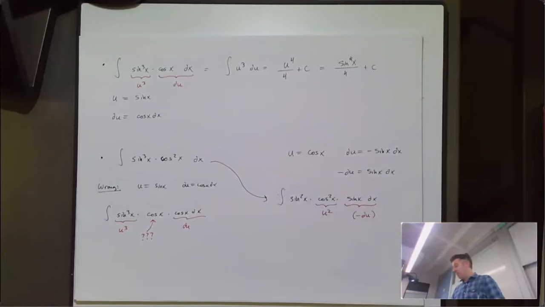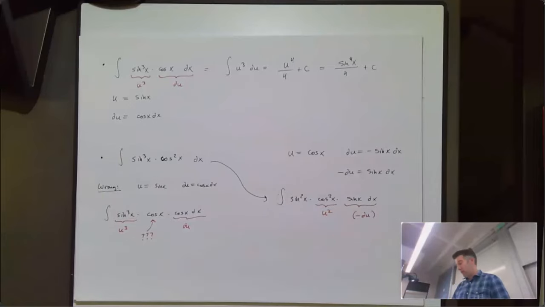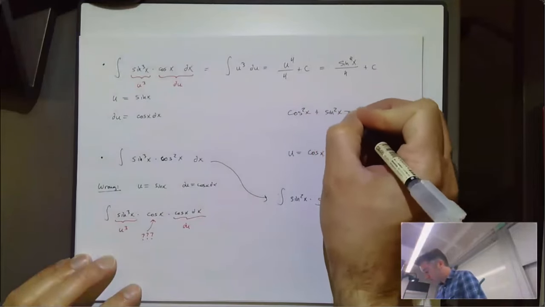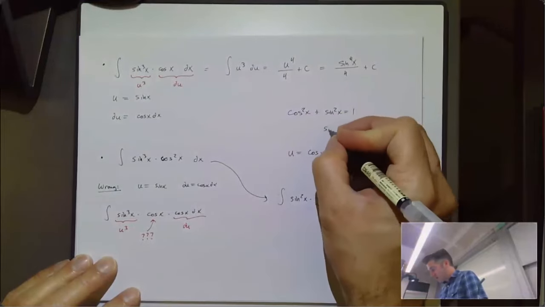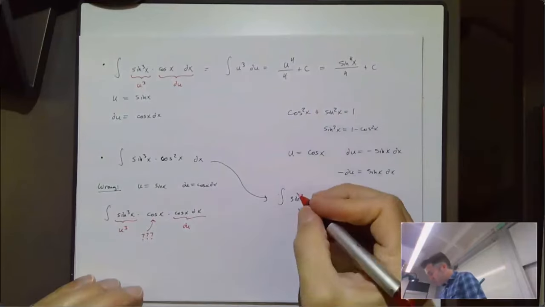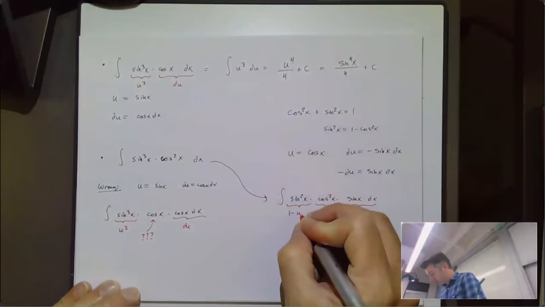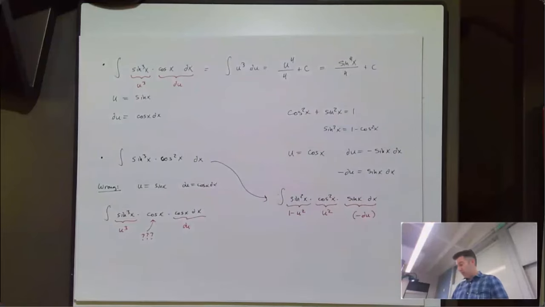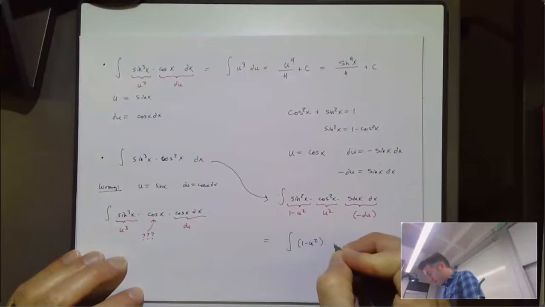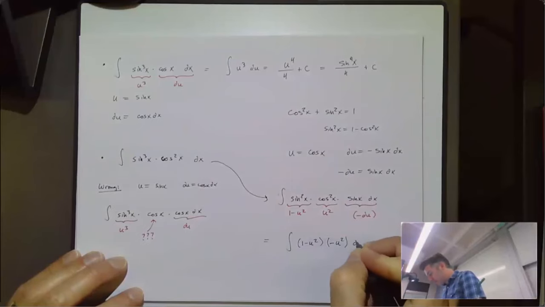And the reason I want an even amount of the non-u choice left over is because I can use a trig identity. We can use the fact that cosine squared x plus sine squared x is equal to 1, and then isolate sine squared. So sine squared x equals 1 minus cosine squared x, to replace this with 1 minus cosine squared, which is going to be 1 minus u squared, because we chose u equal to cosine. And then we can rewrite this as the integral of 1 minus u squared times u squared times negative du. I'm going to say that's a negative u squared times du, just to make it a little easier.